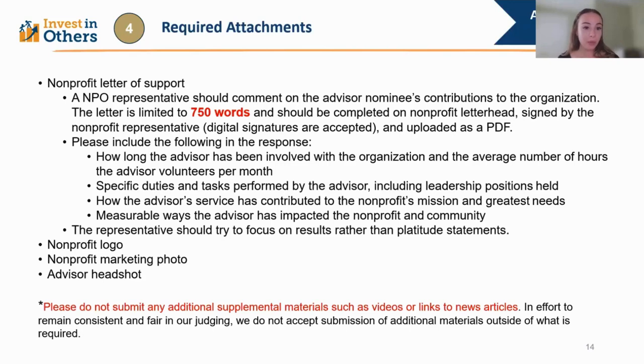And finally, we will ask for an advisor headshot. If you don't have an official headshot, submit something that you may use on your firm's website or perhaps your LinkedIn profile. You can also easily take a nice headshot with an iPhone these days. So just submit something that you are comfortable with potentially a wide audience seeing.